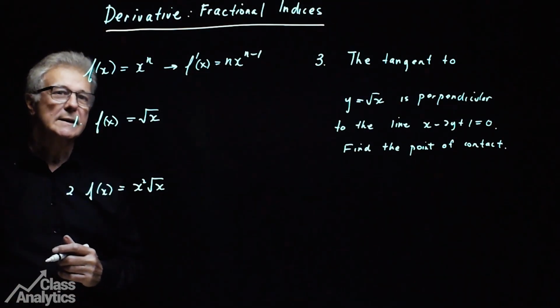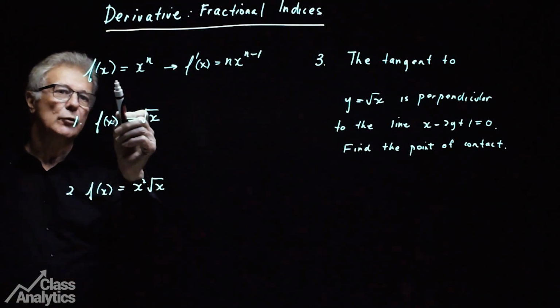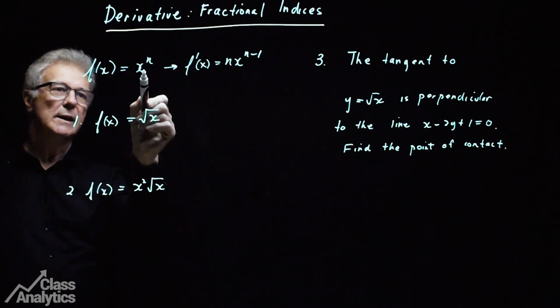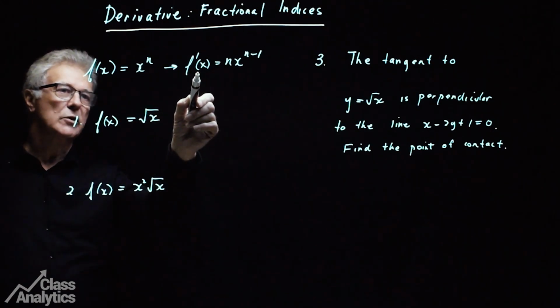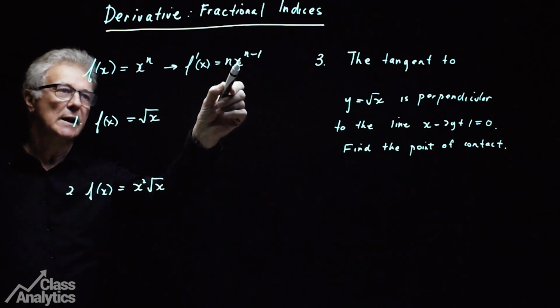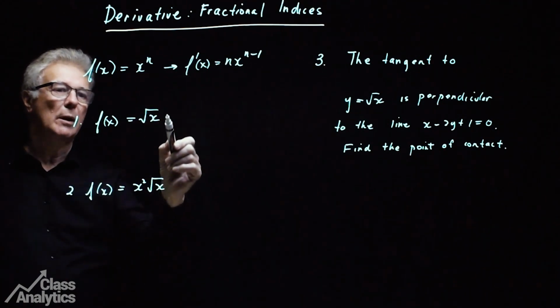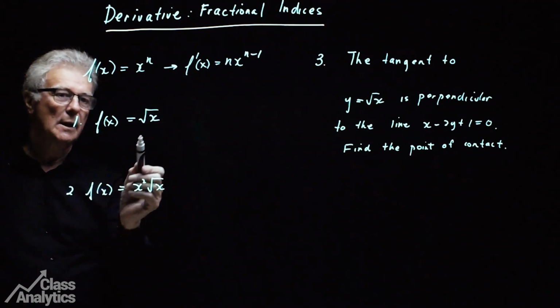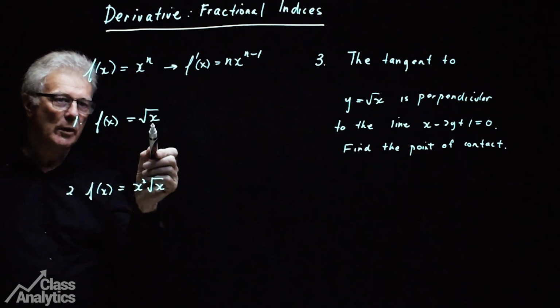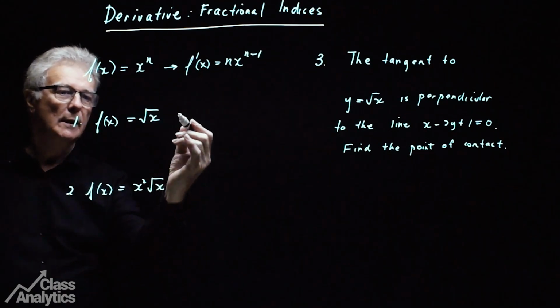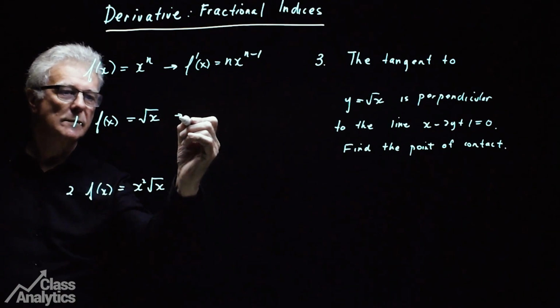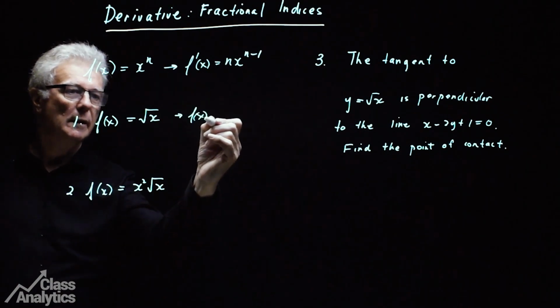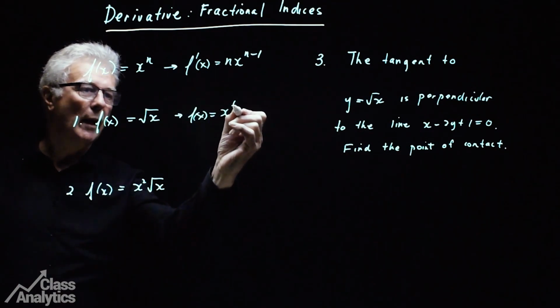Derivative of fractional indices. Again, we have this rule: the function f(x) equals x to the n, then the gradient function f dash x equals n x to the n minus 1. And this will also apply to fractional indices. But first of all, we have to change that square root function to a fraction. So that becomes f(x) equals x to the power of half.